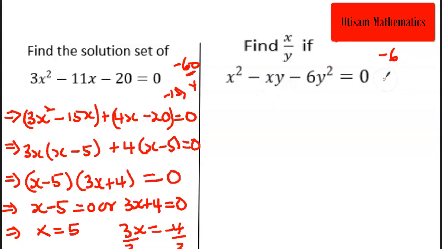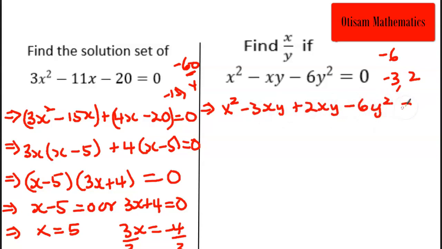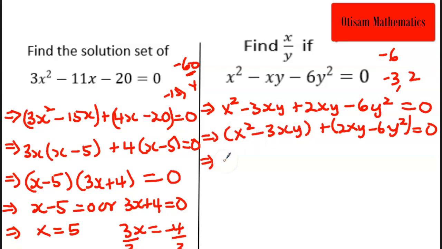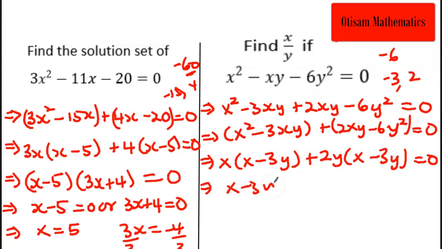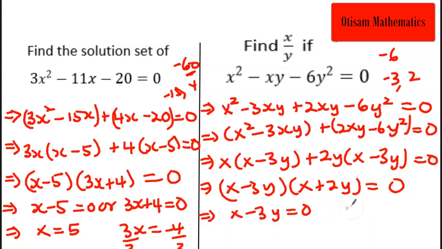So let's try minus 3 and 2. Minus 3 times 2 is minus 6. Minus 3 plus 2 is minus 1. So this implies that x squared minus 3xy plus 2xy minus 6y squared is equal to 0. Taking the common terms, x is common here: x minus 3y plus 2y is common. So x minus 3y times x plus 2y is equal to 0, which implies that x minus 3y is equal to 0, or x plus 2y is equal to 0.